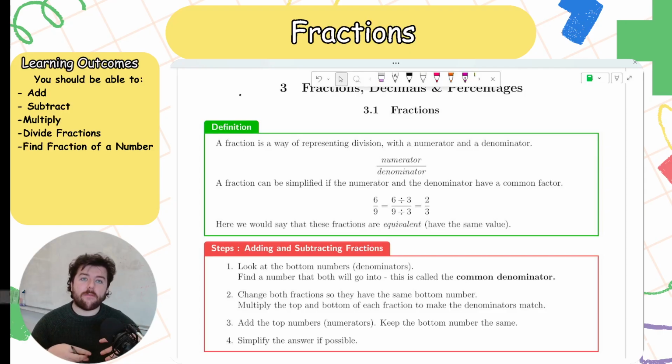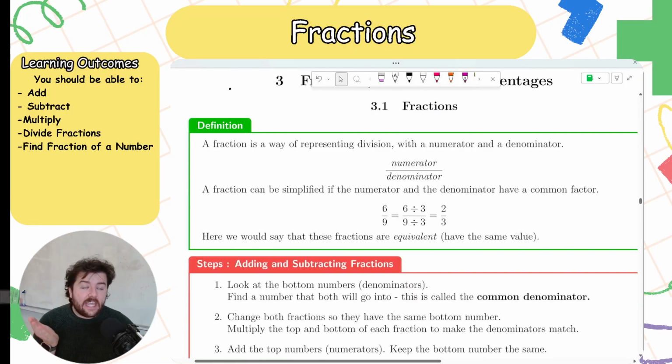A fraction represents parts of a whole. So 3/4 would be 3 parts out of 4. If you were to cut a pizza into 4 slices and you ate two of them, you ate 2/4 of that pizza, or half of that pizza. Another way to think about fractions is as division.